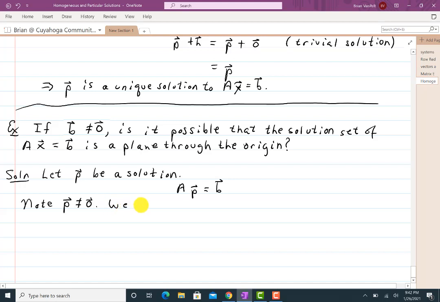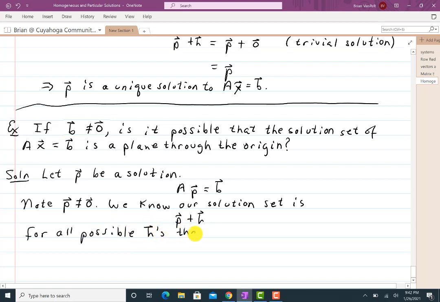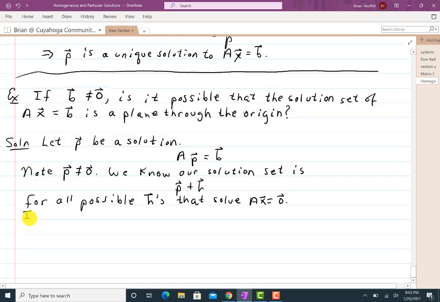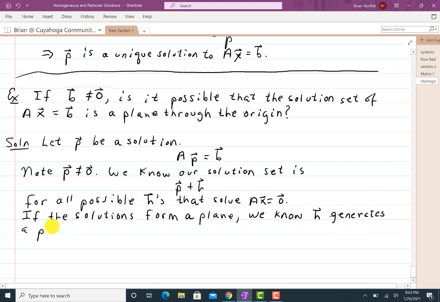All right, we know our solution set is P plus H for all possible H's that solve AX equals 0. Now, if the solutions form a plane, we know that H generates a plane through the origin.